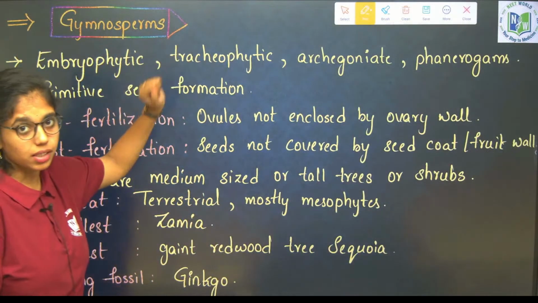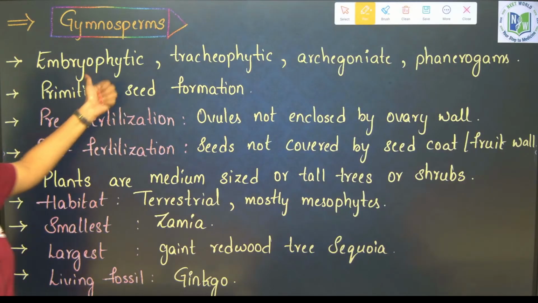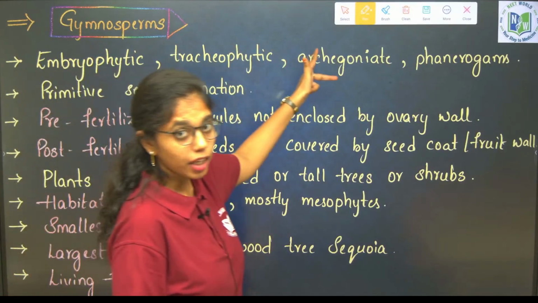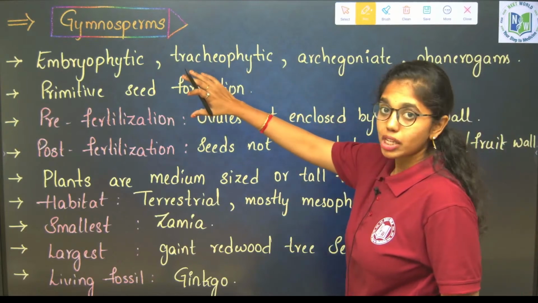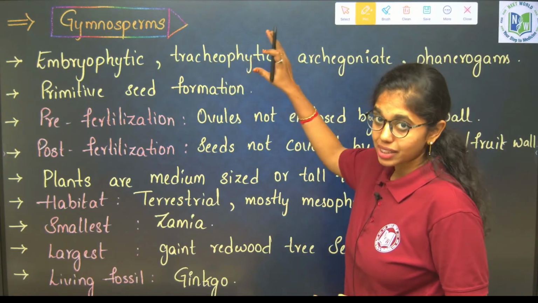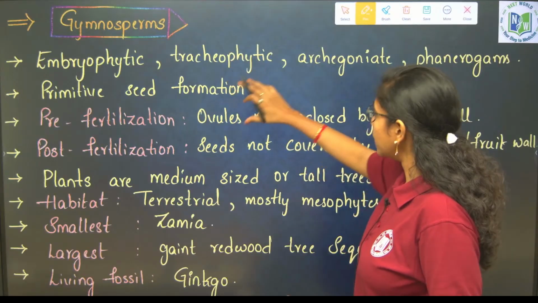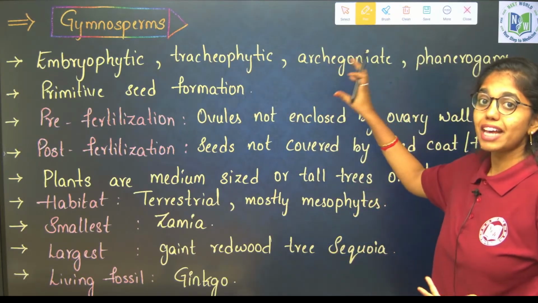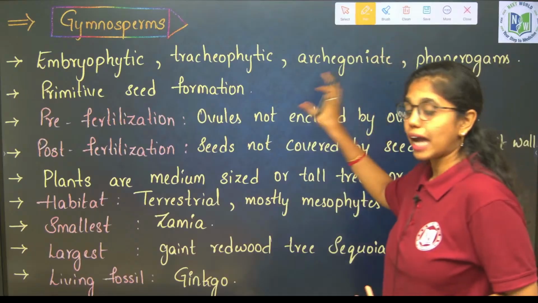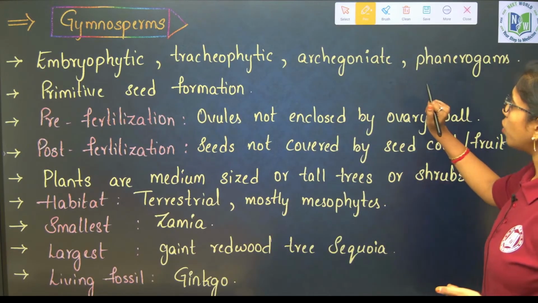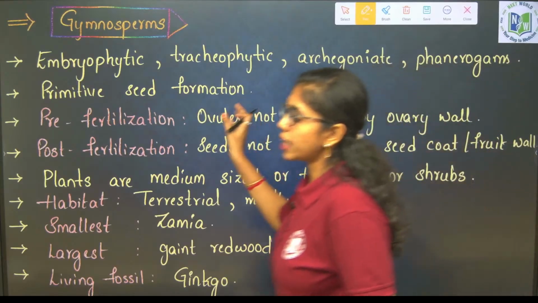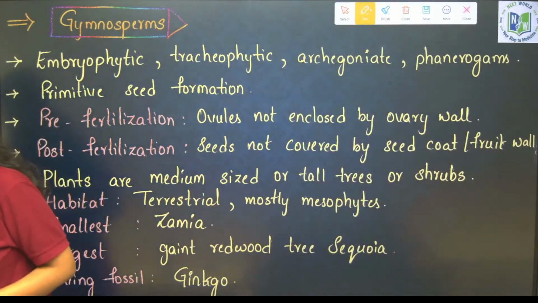Gymnosperms are well described as embryophytic, tracheophytic, archegoniate phanerogams. Embryophytic because they have embryo, tracheophytic because they have vascular bundles called tracheids, and archegoniate because their female reproductive structure is archegonia. They are flowering plants, so they are called phanerogams, and these are said to be primitive.